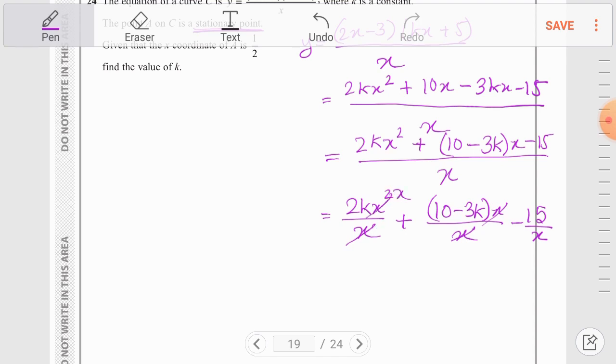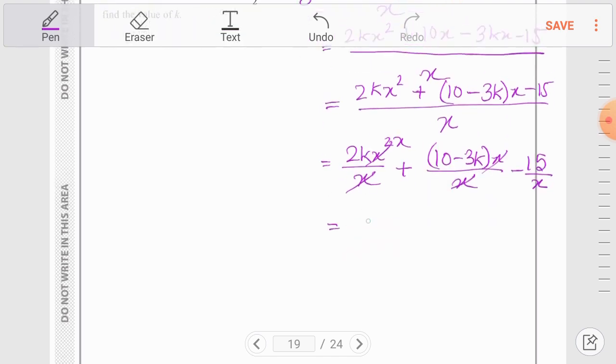You get x at the numerator. So the next line would be 2kx plus 10 minus 3k. There will be no x in here, and then this 15 would be 15 x to the power minus 1, because for 15 there was x at the denominator, so I'm going to pull that x beside the 15, so that would be 15 multiply x to the power minus 1.